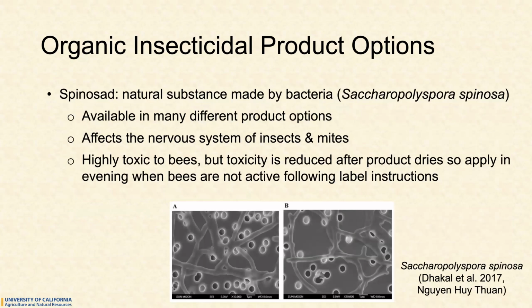Another option for organic insecticides are products that use spinosad. So spinosad is an active ingredient. It's the ingredient that has the pest control effect that we want. So this is a natural substance made by bacteria. It's available in many different product options, different formulations. Spinosad affects the nervous system of insects and mites.